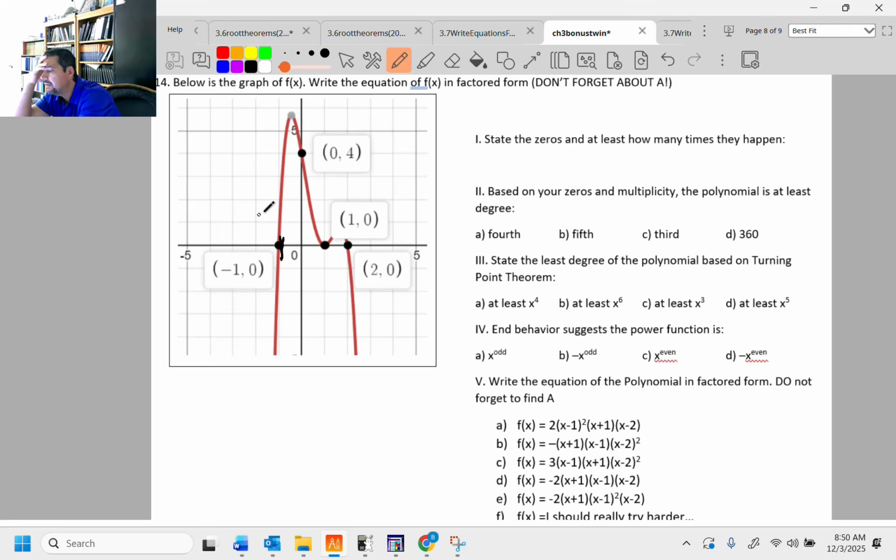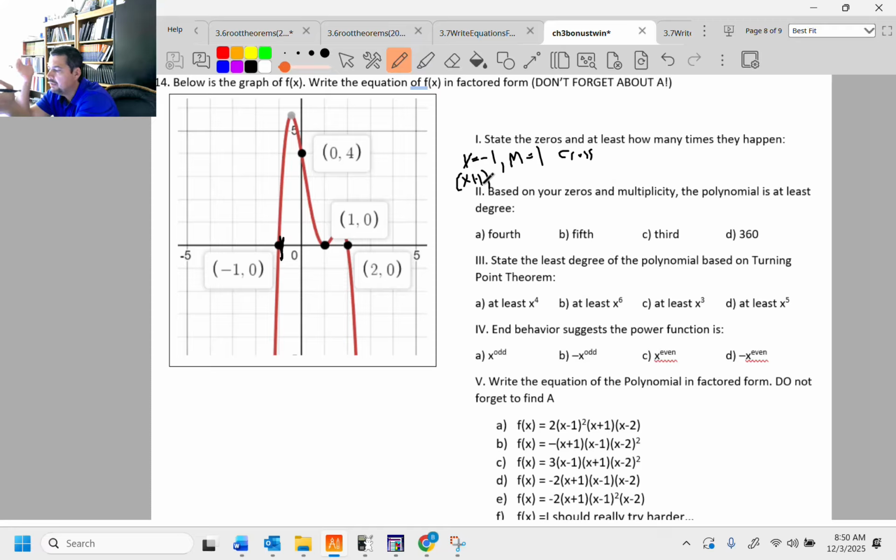So here's a 0, and we're crossing the x-axis. So it's x equals -1. And the multiplicity here is 1, because it's a cross. I think on your test, I actually have the factors. The factor is x plus 1.